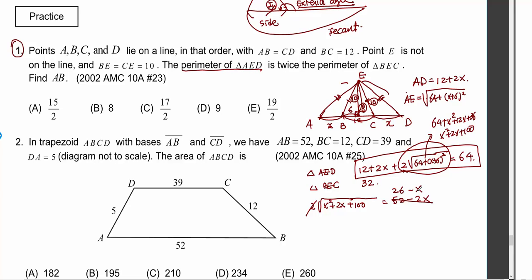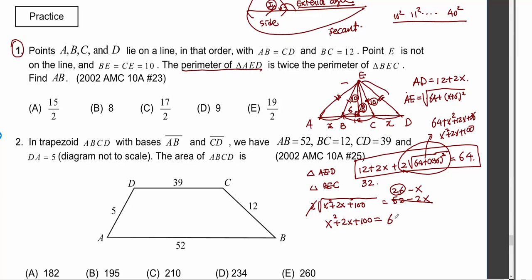Okay, so we're going to square one more time. When you square, this is how much? X squared plus 2x plus 100 equals 26 squared, which is how much? Do you remember 26 squared? How much is 26 squared? Do you remember? 676. You have to memorize, okay? Up to 10 squared, 11 squared, okay? Up to here, 40 squared, okay? You have to memorize all these numbers, right?